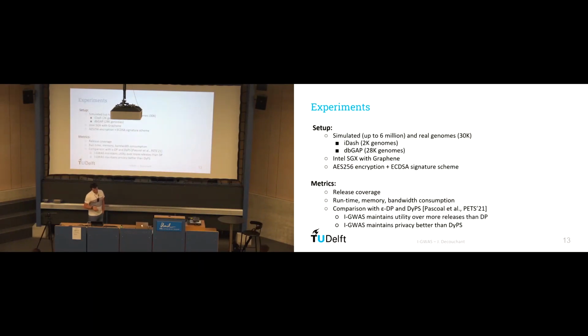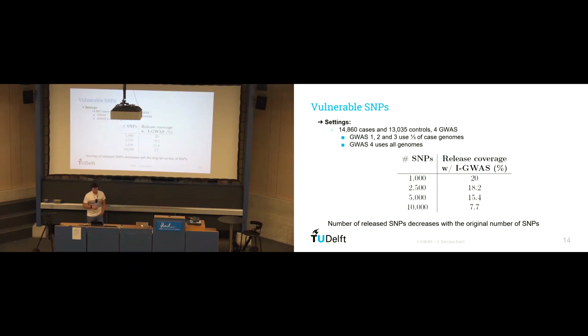So we did experiments with simulated and real genomes. We used two data sets, one of 2,000 genomes, another of 20,000 genomes. We used real code, we used IntelliSGX, and we measured various metrics like the release coverage and runtime. I won't have time to talk about everything. One interesting thing is that the number of positions that we can release is quite low. It's 20%, and it only decreases if you're studying more positions in the genome.